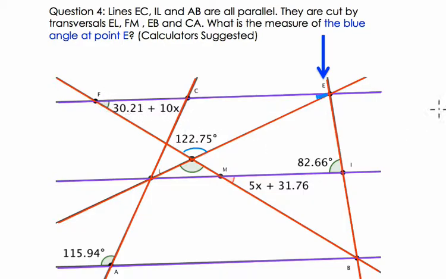One thing I noticed as I'm working on this is that 5x plus 31.76 is vertical to this angle here, right? This angle. And this angle, if you look at the letters, it's FML. And those angles are equal, they're vertical angles. And that angle, furthermore, is an alternate interior angle to this angle, which is green, represented by 30.21 plus 10x. We can call that angle CFM right here. So that's this green angle, and I'll use green to label it.